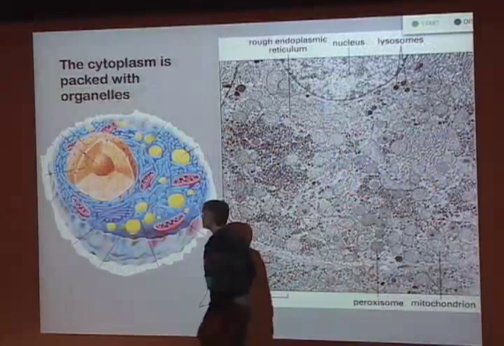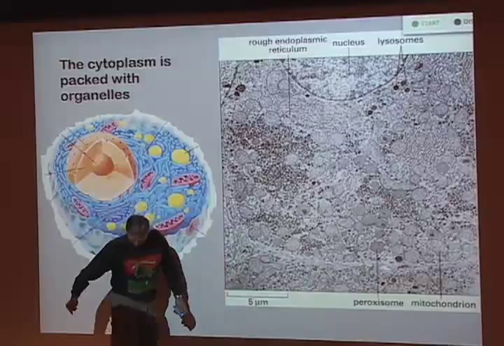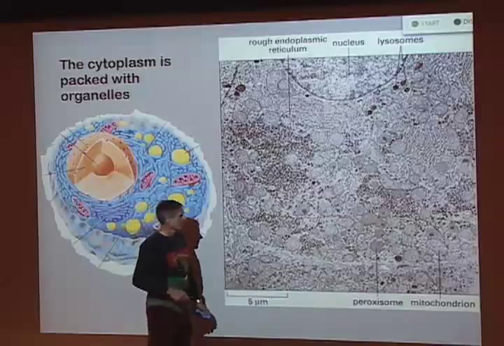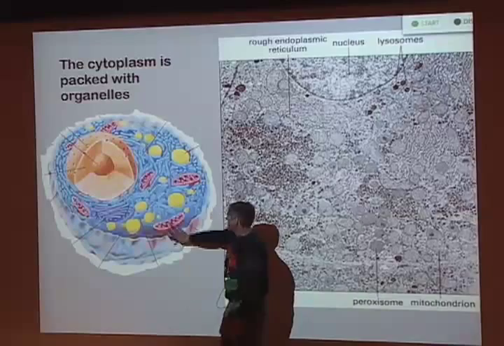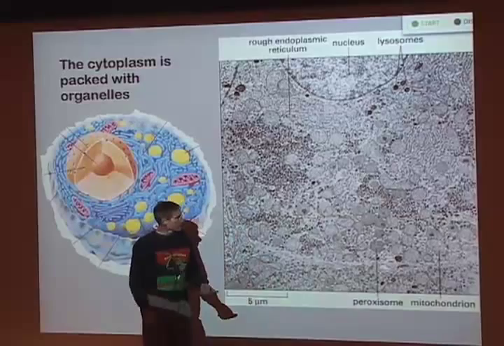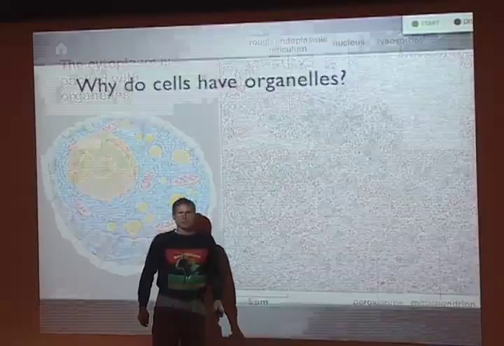The cytoplasm, that's the entire inside of the cell, is packed with organelles. You can think of it like a thick stew instead of a thin soup. The cytoplasm is a fluid, but it's really semi-fluid. The organelles really encompass large parts of the cytoplasm.